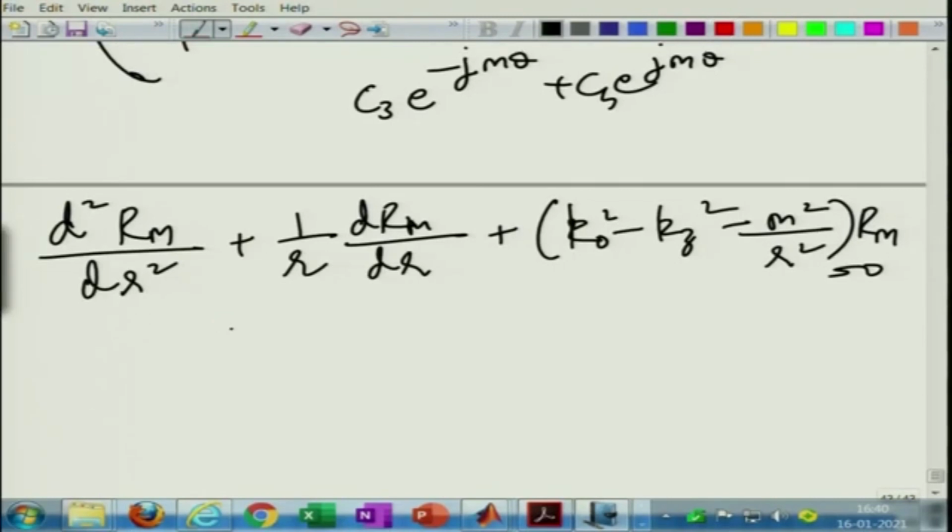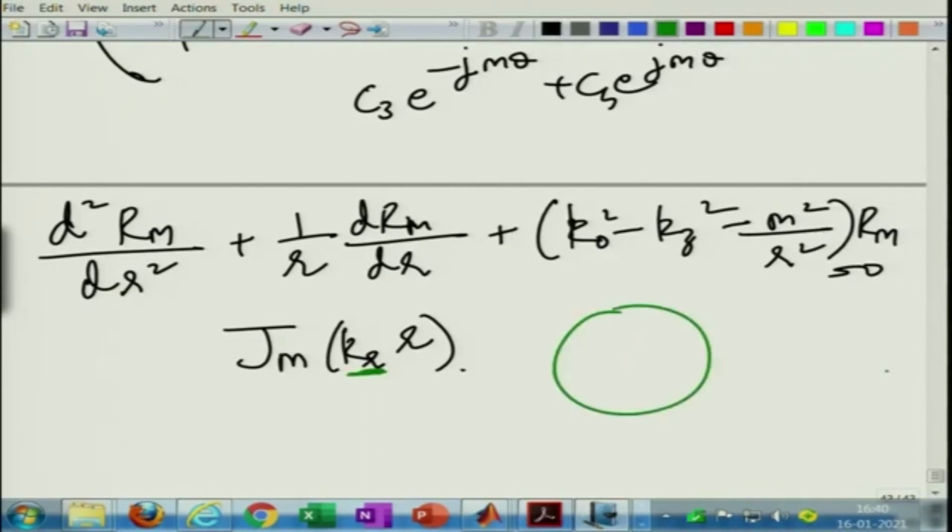So, you have your 2 solutions and these are called ordinary Bessel functions of integer order m. They are given by J_m(k_r r), where k_r is your wave number along the r direction. Just like you had wave numbers along the x and y directions, you have your k_r, and r is the radial coordinate. Now, this is your ordinary Bessel function of integer order m.